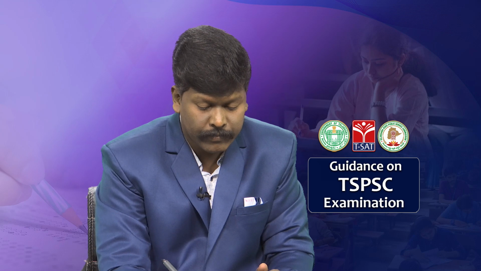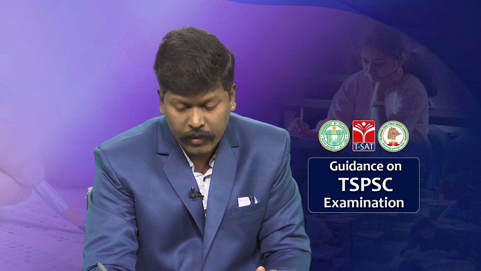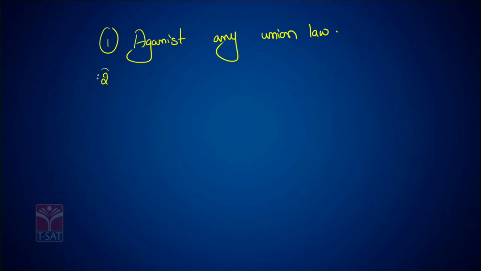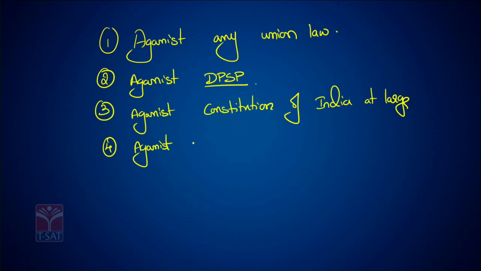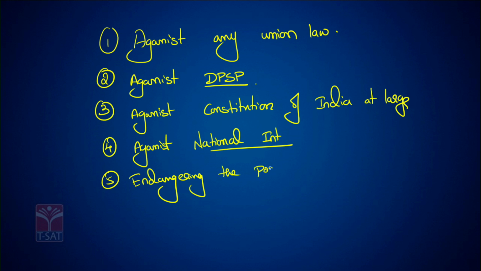1. If that particular state legislature bill is against any union law. 2. If that particular state legislature bill is against the directive principles of state policy. 3. If it is against the Constitution at large, the Constitution of India at large. 4. If it is against the national interest. 5. If it is endangering the position of the High Court.